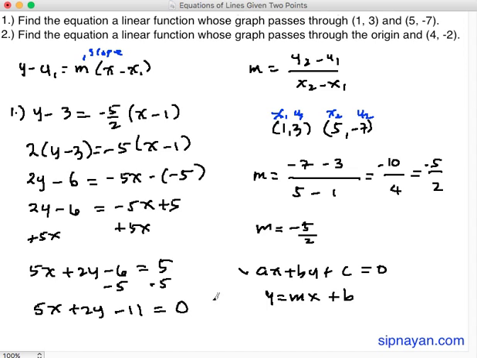So, ito na yung ating pinaka-standard form. Ax, yung a natin is 5, plus by, yung b natin is 2. And then plus c, ang c natin ay negative 11. No? Bali plus negative 11 siya, kaya naging minus 11. Okay? So, yan yung ating first example.